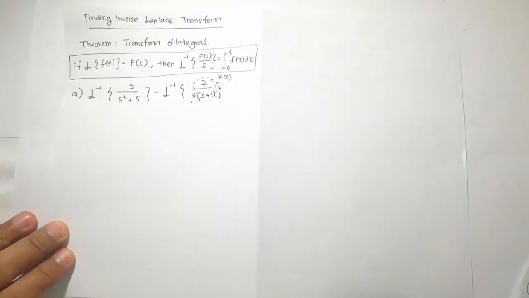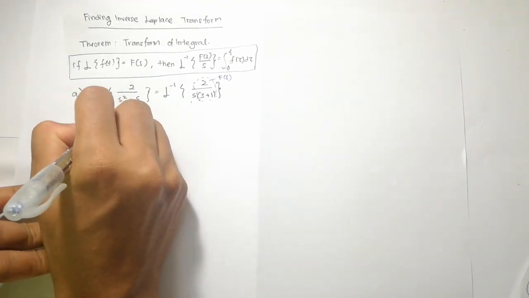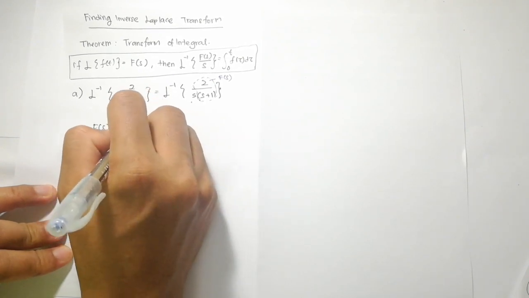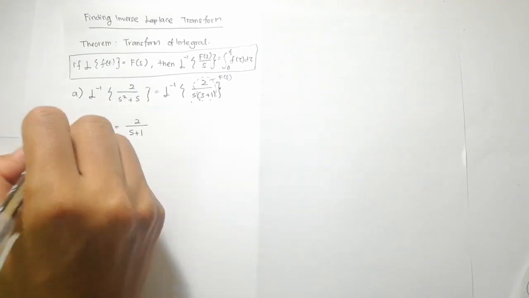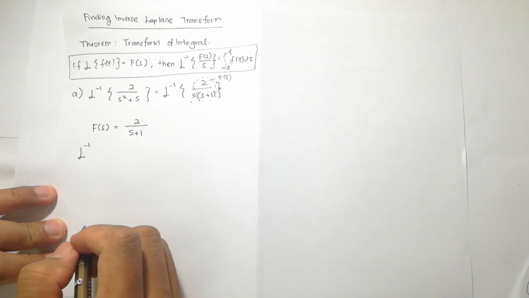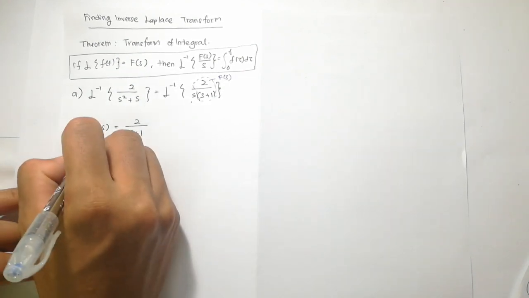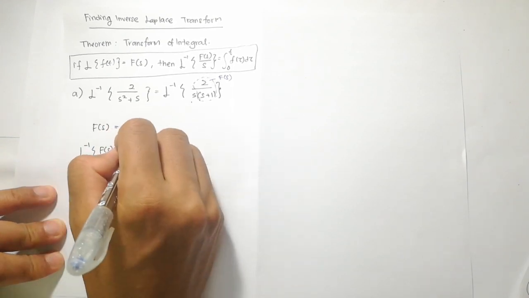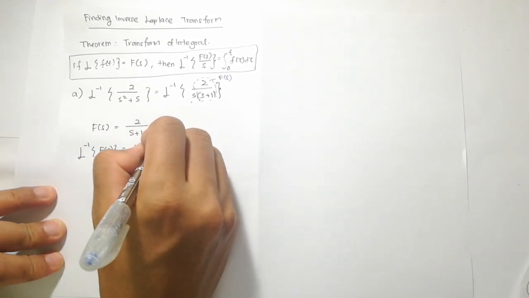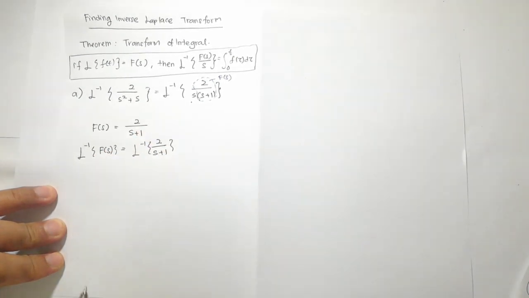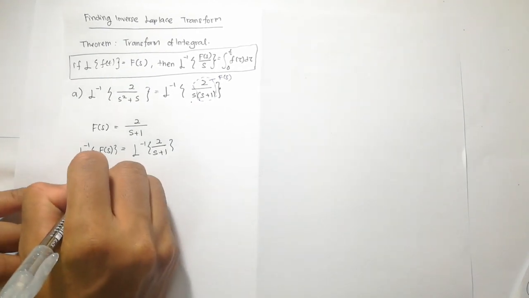So based on our F(s) value, over here we have F(s) equal to 2 over s plus 1. We need to find f(t) so that we can do the integration process. So the inverse Laplace transform for F(s) will be equal to the inverse Laplace transform of the function on the right. This will give us f(t).